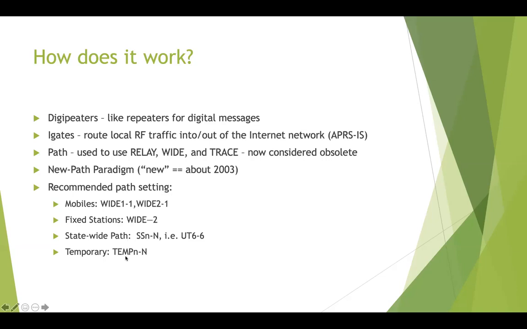And then there's also this concept of a temporary path, or TEMPn-N, which you can use for what they call fill-in digis or temporary digipeaters. For example, if you are out hiking somewhere, you want to set your mobile radio up to be a fill-in digipeater because your handheld won't reach very far. Your handheld can reach your mobile from wherever you're hiking to, but it won't necessarily reach one of the big digipeaters up on the mountains. So you would set up that temporary path specific for that. It's also used typically for things like hamventions or Field Day or things like that, where you want to keep your traffic more localized.